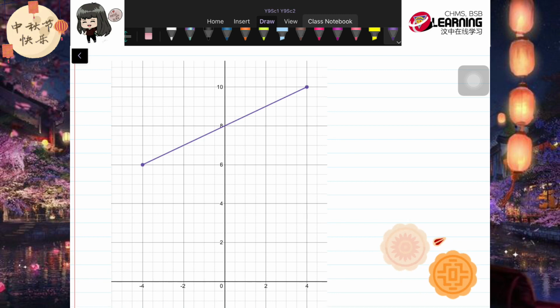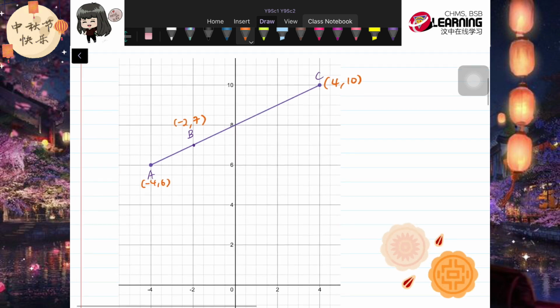So just now it was all about alphabets. Look, a lot of unknowns. You see a lot of unknowns there, so you will be confused. So now let's look at numbers. You will probably see better with numbers. So the coordinate of A here is negative 4, 6. The coordinate of B here is negative 2, 7. And the coordinate of C is 4, 10.